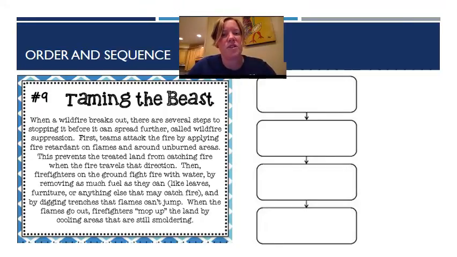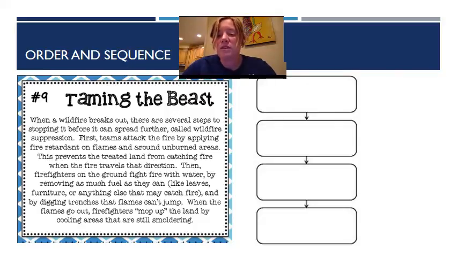All right, order and sequence is also kind of easy to identify when you see it. Let me read this one to you. It says, taming the beast. When a wildfire breaks out, there are several steps to stopping it before it can spread further, called wildfire suppression. First, teams attack the fire by applying fire retardant on flames and around unburned areas. This prevents the treated land from catching fire when the fire travels in that direction. Then, firefighters on the ground fight fire with water, by removing as much fuel as they can, like leaves, furniture, or anything else that may catch fire, and by digging trenches that flames can't jump. When the flames go out, firefighters mop up the land by cooling areas that are still smoldering.